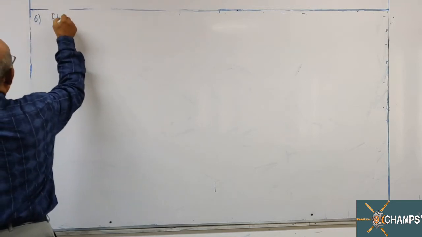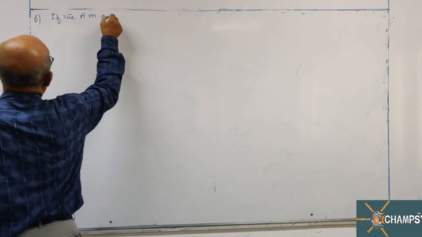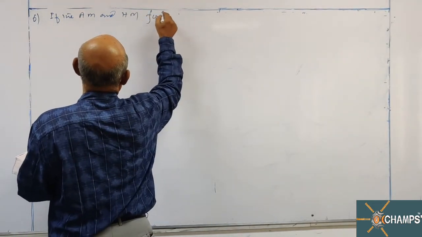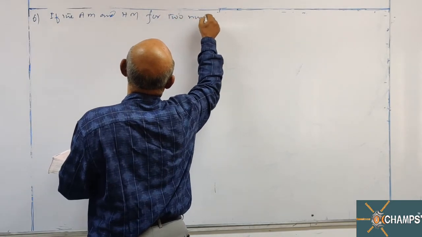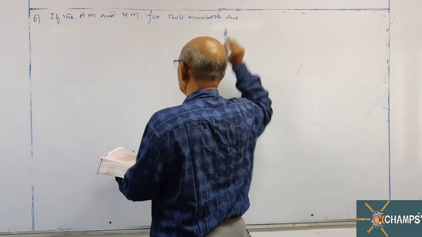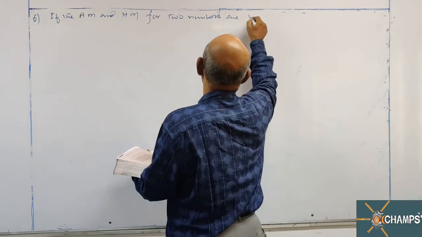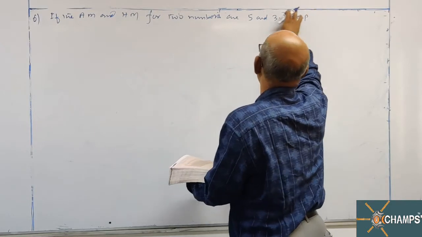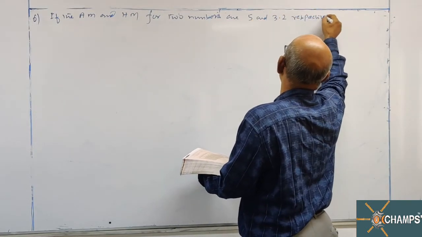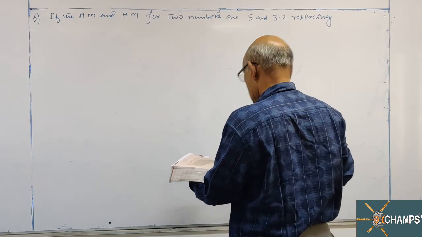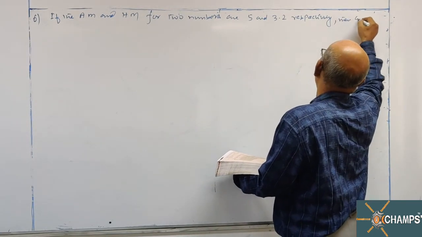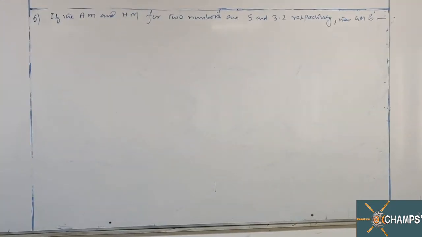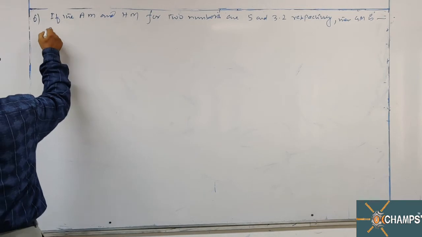If the arithmetic mean and harmonic mean for two numbers are 5 and 3.2 respectively, then the geometric mean is. Now see the solution.